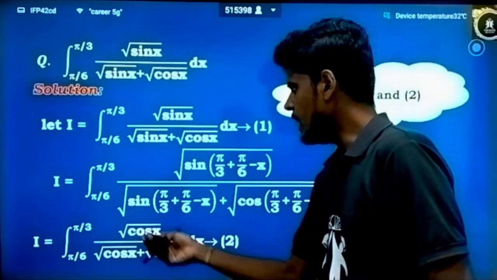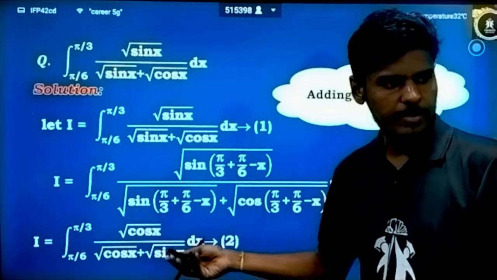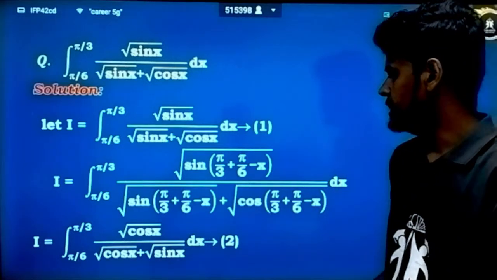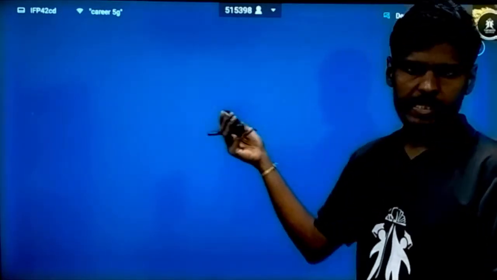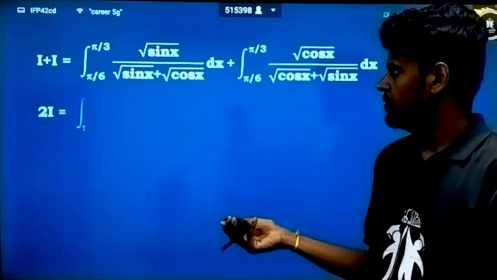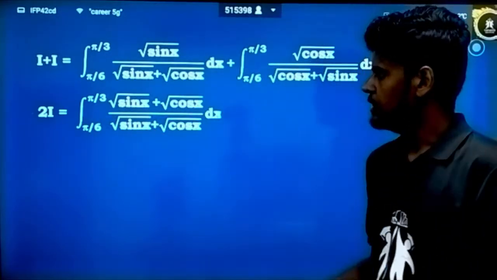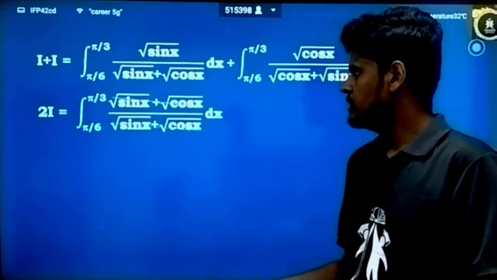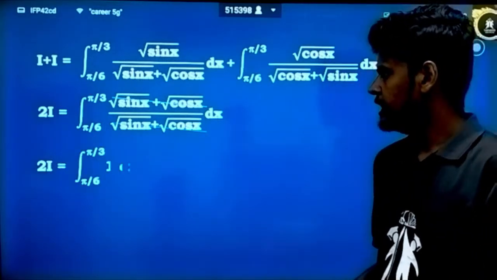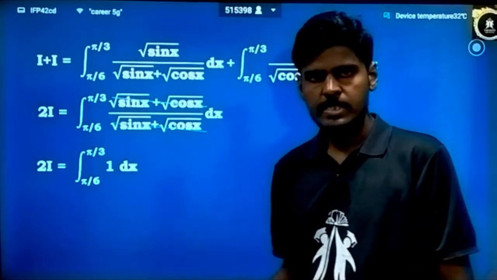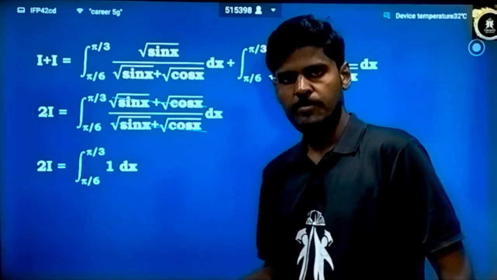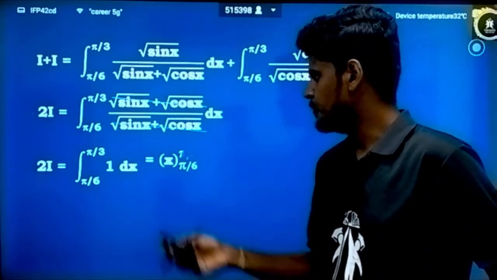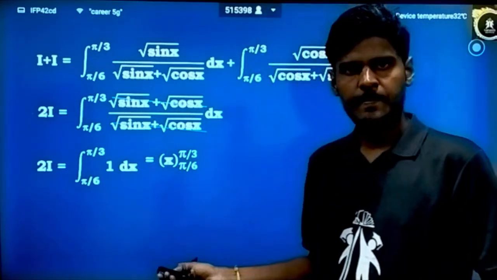And now when we add these two, the question and what we get after the application of the property, the final answer comes out to be integral dx. Because the denominator is the same, we can add the numerators, and these two are the same values. So after cancellation, we get 2I is equal to x when we apply the limits pi by 6 and pi by 3. That is pi by 3 minus pi by 6.